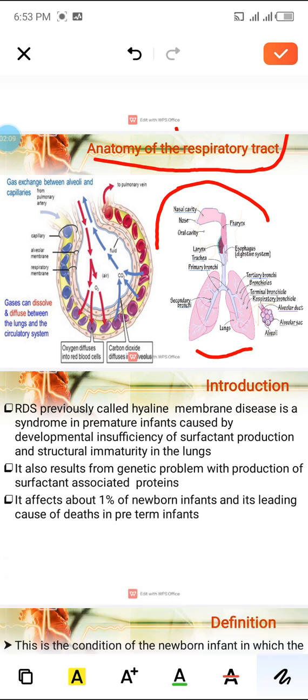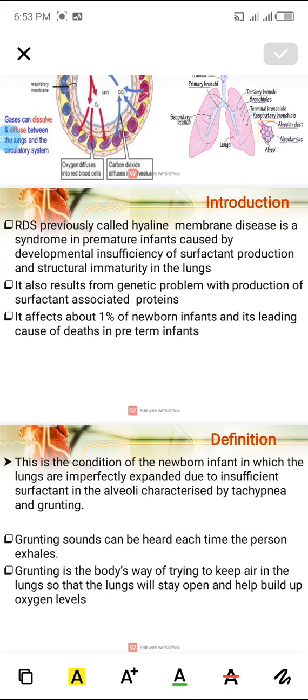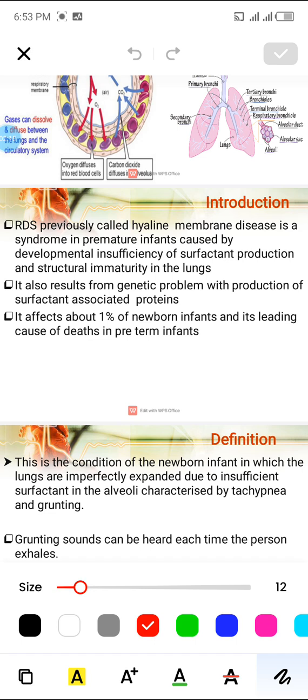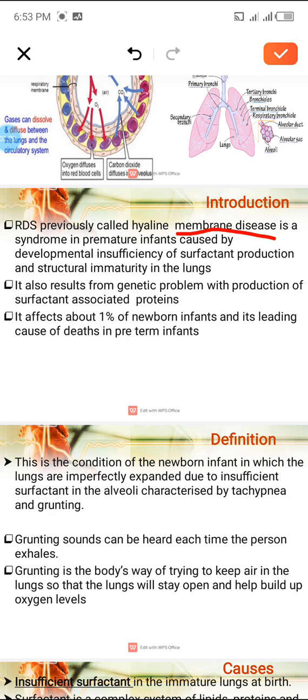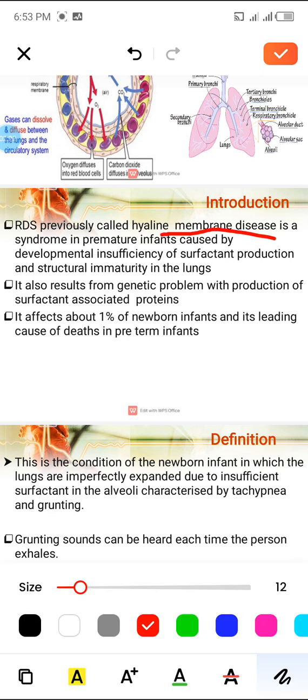Okay, then let's look at the introduction. We're saying RDS, the previous name was hyaline membrane disease, so they'll ask you about this, like I said. And where does this condition occur? Mostly it occurs in premature infants. So mostly this condition affects premature infants. And then how does it develop? This is because of what we call surfactant.